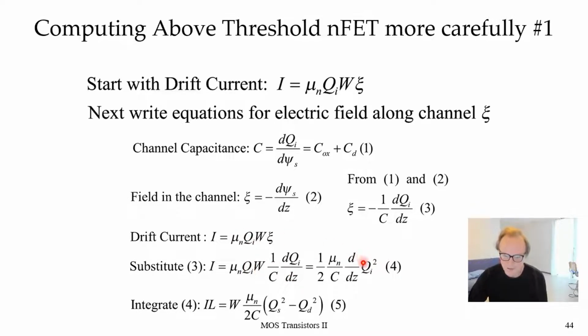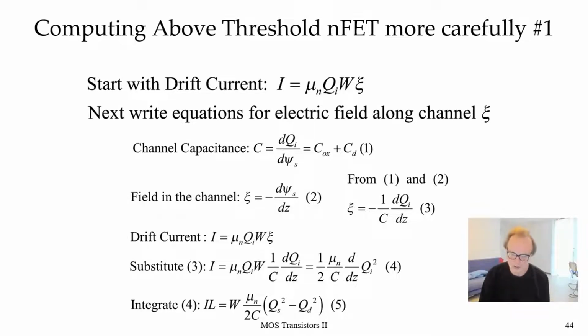Okay, so now the non-intuitive part is we integrate this from the source to the drain in the channel. So we integrate 4 along the channel from the source to the drain. Since the channel has a length of L, we get I times L on the left side. All we have to do is evaluate this, right? If we integrate the derivative of Qi squared along the channel, we just get Qi squared. So then I times L is W times mu n over 2C times the difference of the squared charge density at the two ends of the channel.